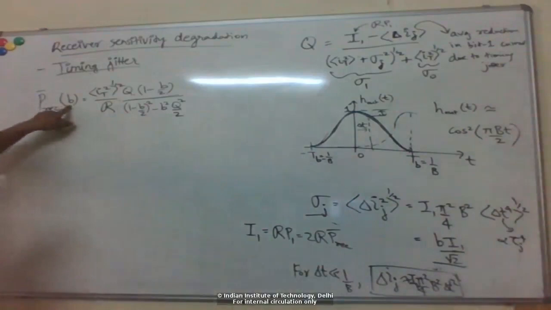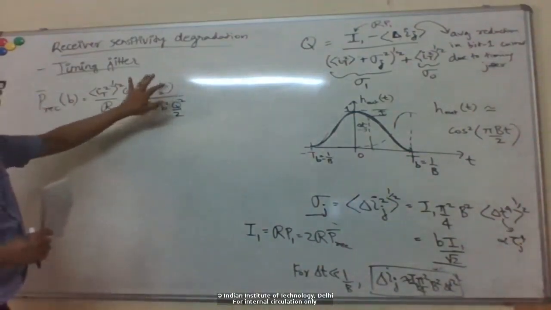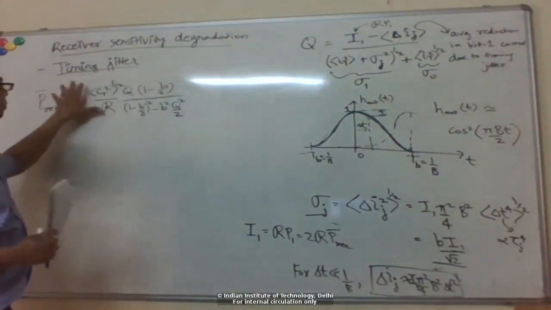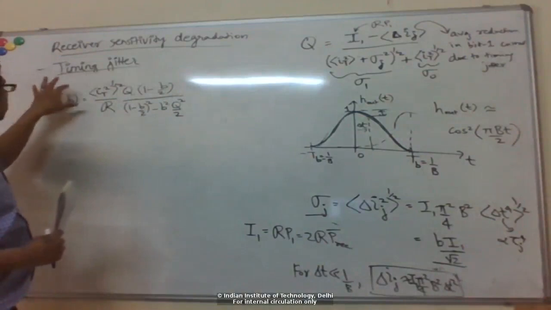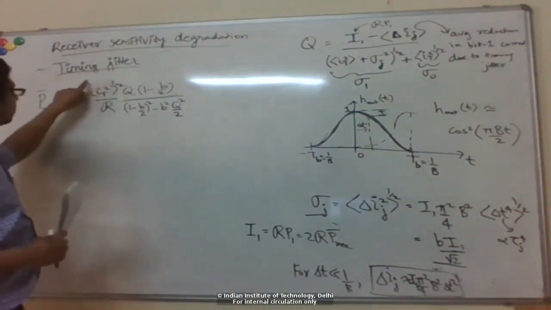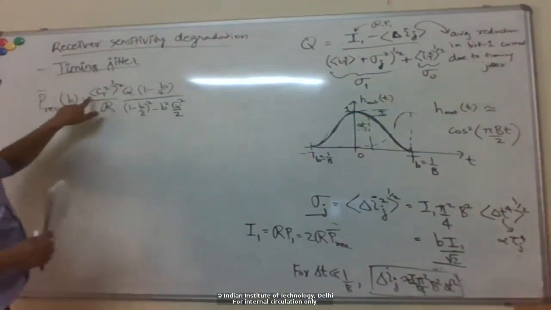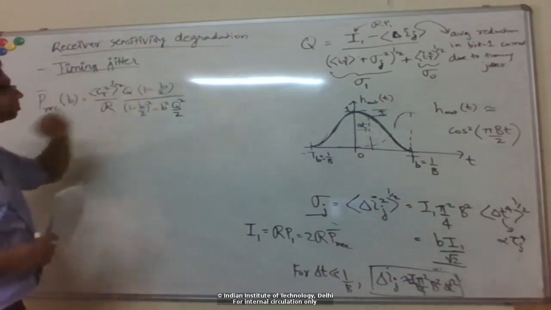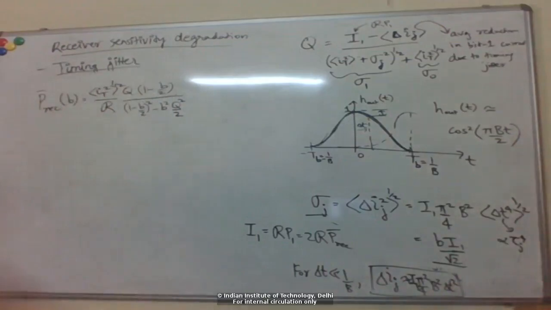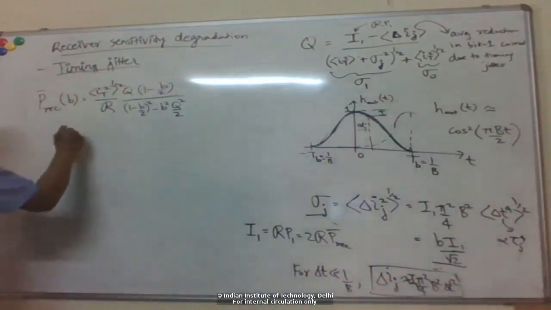So again, if you put B equal to 0, so no jitter, you recover the expression that we had derived previously for a thermal noise limited receiver, right? So then the receiver sensitivity just depends on the thermal noise factor, right?